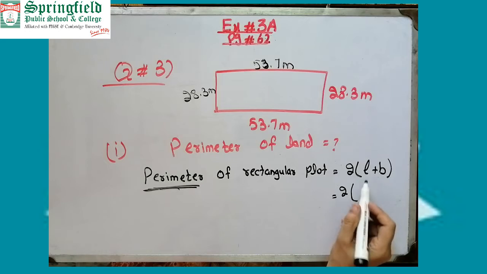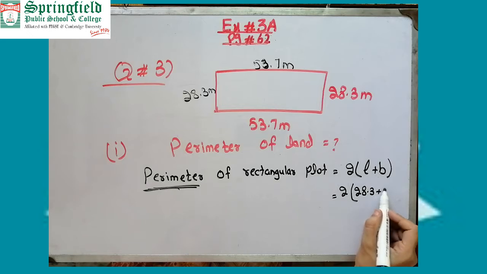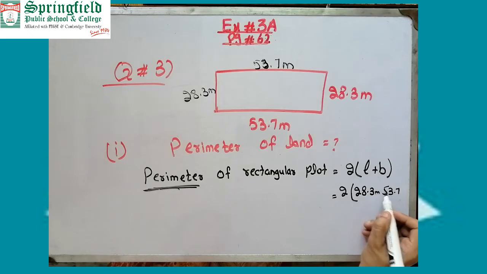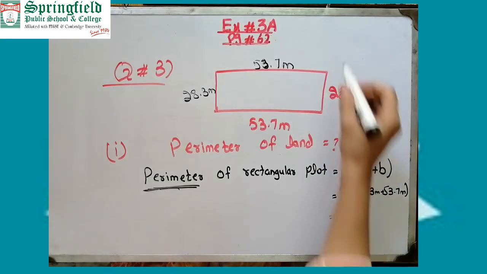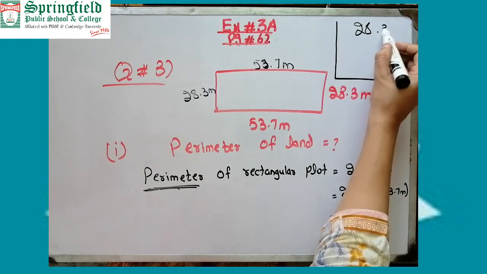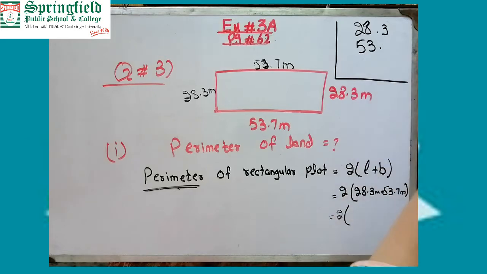So 2, put the value of length 28.3 and breadth is 53.7 meter. Write on the unit. Meter and centimeter are units of length, and meter square is a unit of area. Fine. Now 2, first add these two numbers, 28.3 and then 53.7.